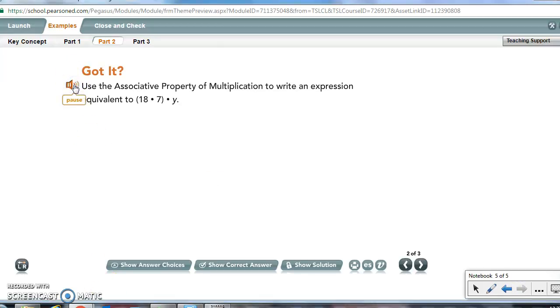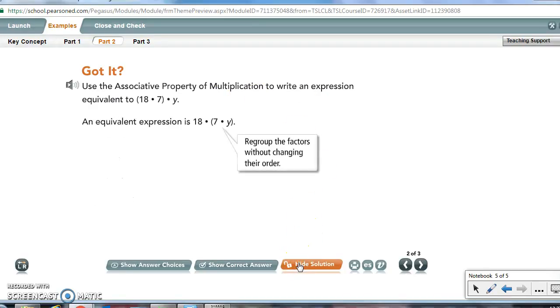Use the associative property of multiplication to write an expression equivalent to the quantity. So go ahead and write this problem with the associative property. Figure out which one below is an equivalent expression based on the associative property of multiplication. Go ahead and freeze your screen and write down your answer.